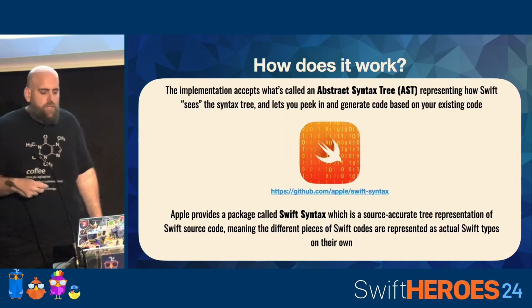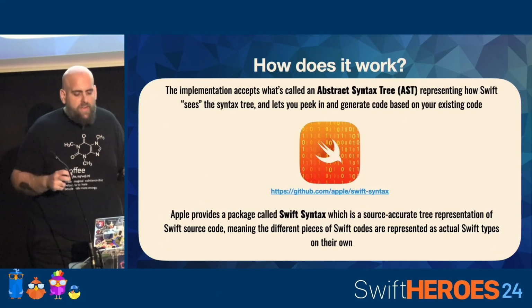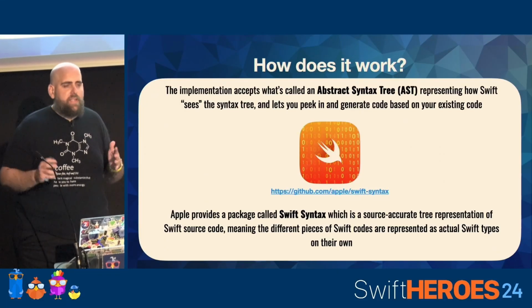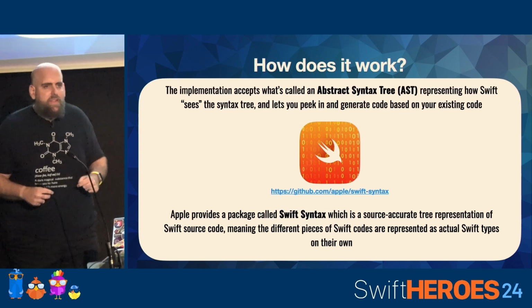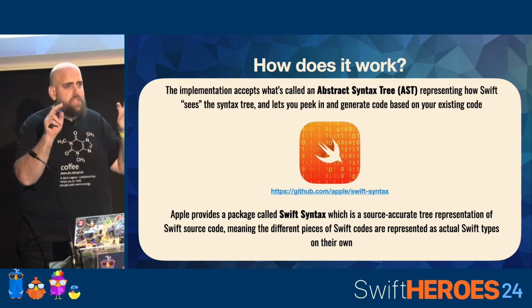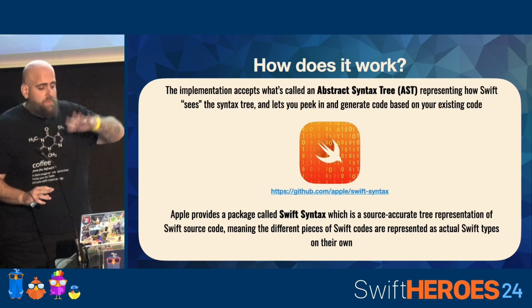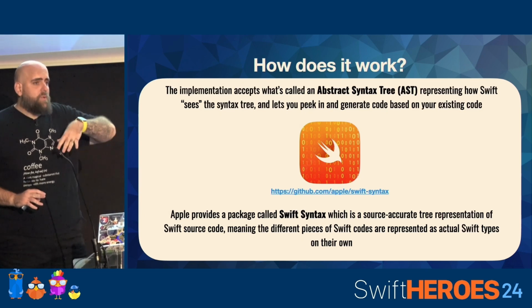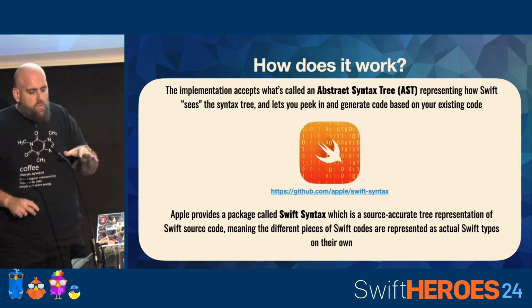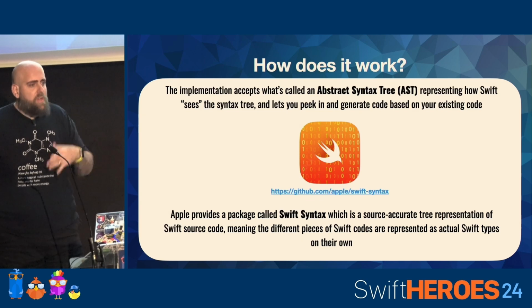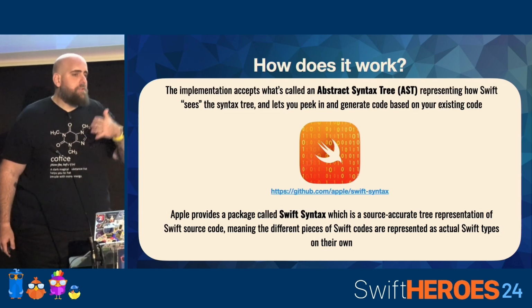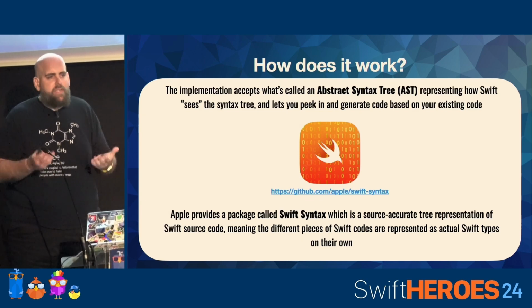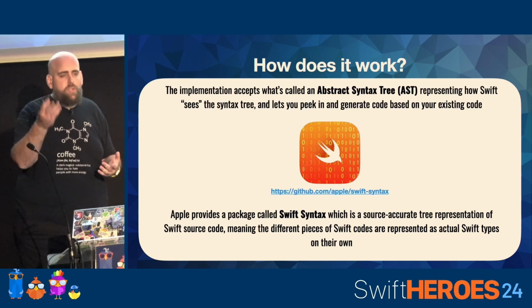How does the actual implementation work? As Pedro mentioned briefly, there is something in Swift called the AST, the abstract syntax tree. This is basically the way that Swift sees your code. So when there is a piece of code, Swift kind of builds it into a tree, and using Swift syntax, which is this package by Apple, you're able to traverse this entire graph of code and decide based on the existing code how to generate new code.